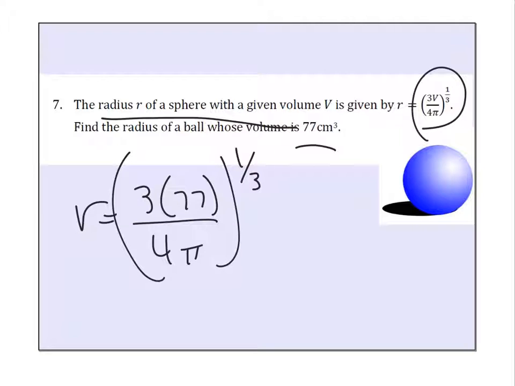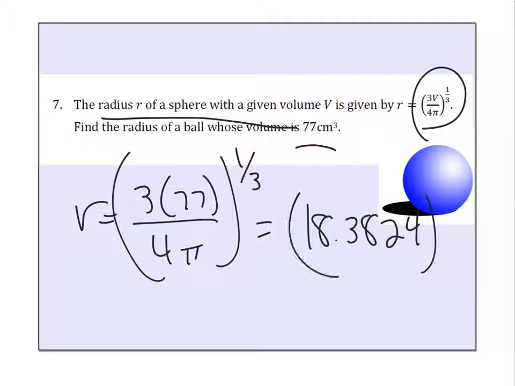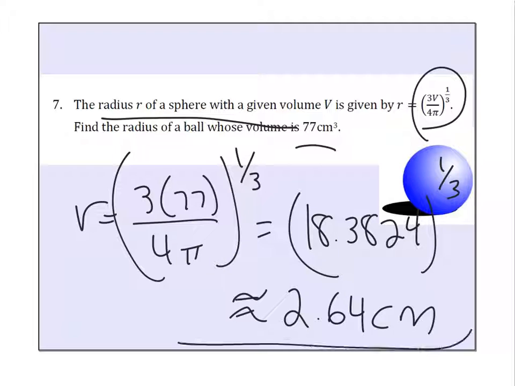So if I take 3 times 77 divided by 4 pi, I get 18.3824 raised to the 1/3 power. Again, I'm just putting it in my calculator, and I get that the radius is approximately 2.64. Not exactly, but approximately. And all I did was raise it to the 1/3 power.